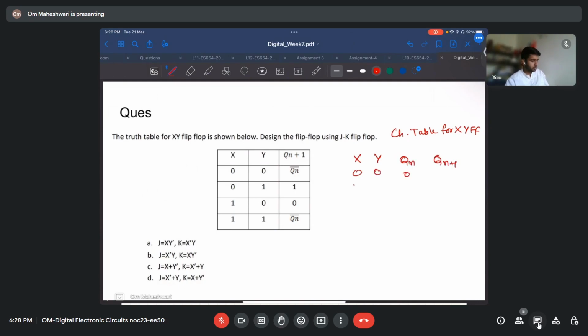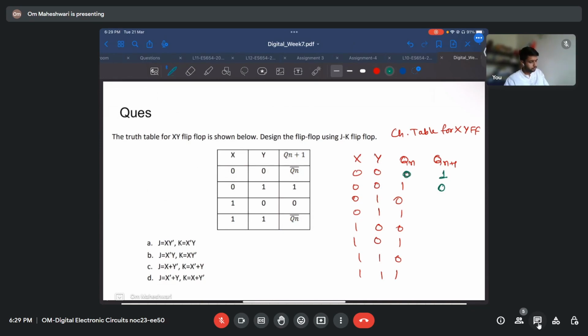So 0 0 0 1, 0 1 0 0, 1 1 1 0, 0 1 0 1, 0 1 1 1. So what do we have? When X and Y are 0 and 0, we have Qn plus 1 is Qn bar. So if it is 0, it will be 1. If it is 1, it will again flip to 0.